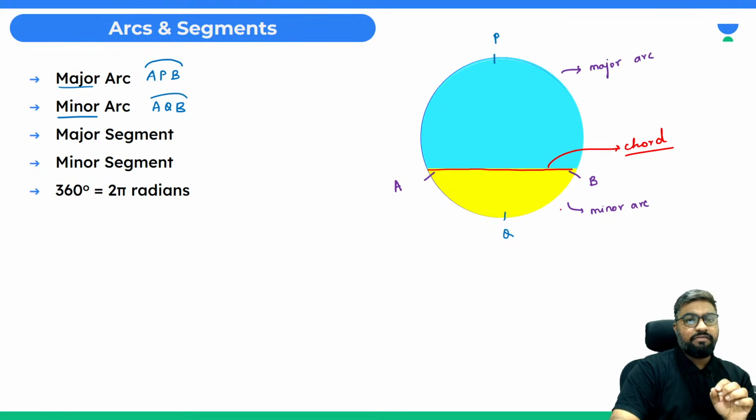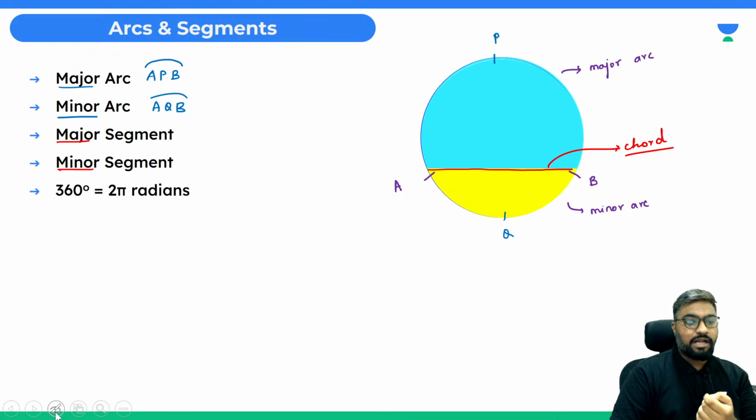So can I say every chord divides a circle into 2 parts? May be equal, may not be equal, but a chord divides the circle into 2 parts. Correct? Got it, guys? Major segment, minor segment. Clear?